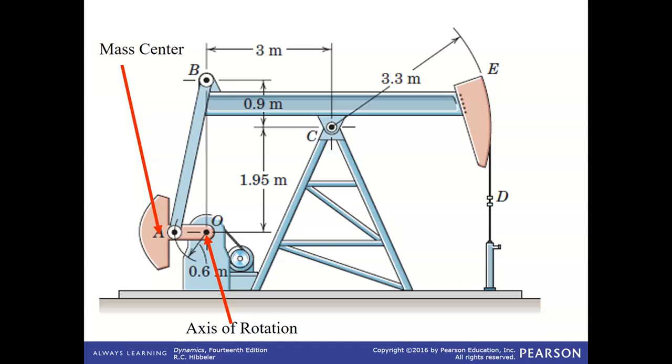For any object, if you rotate that object about an axis that passes through its center of mass, then it will have the minimum moment of inertia from that axis. But if the axis of rotation does not pass through the center of mass, then the moment of inertia is always more than the minimum moment of inertia.